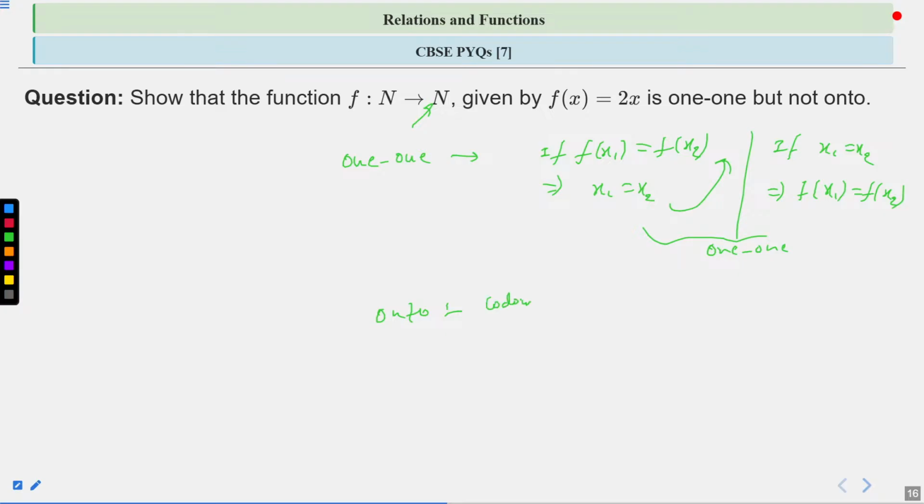The codomain should be equal to the range. Then only it will become onto, right? So in this way, you can try to think about this question. You have 10 seconds to solve or think about this question. After that, we will discuss the solution part.